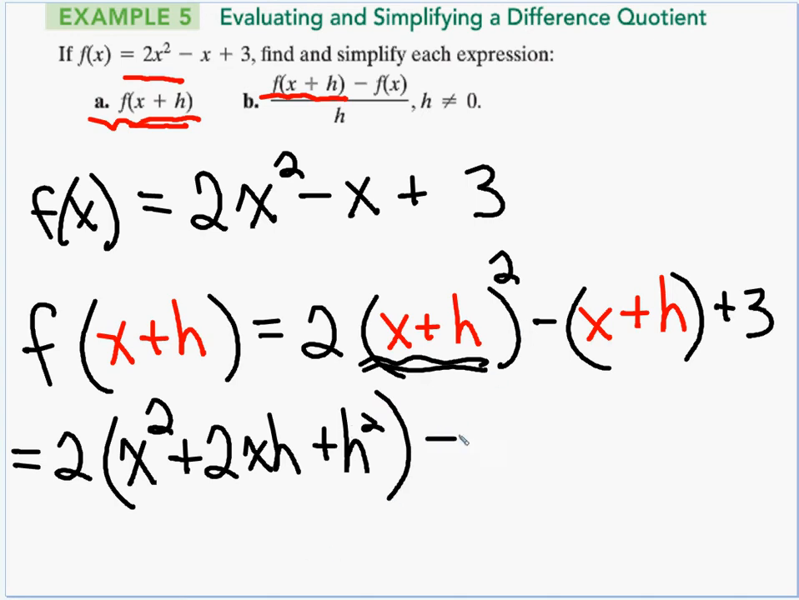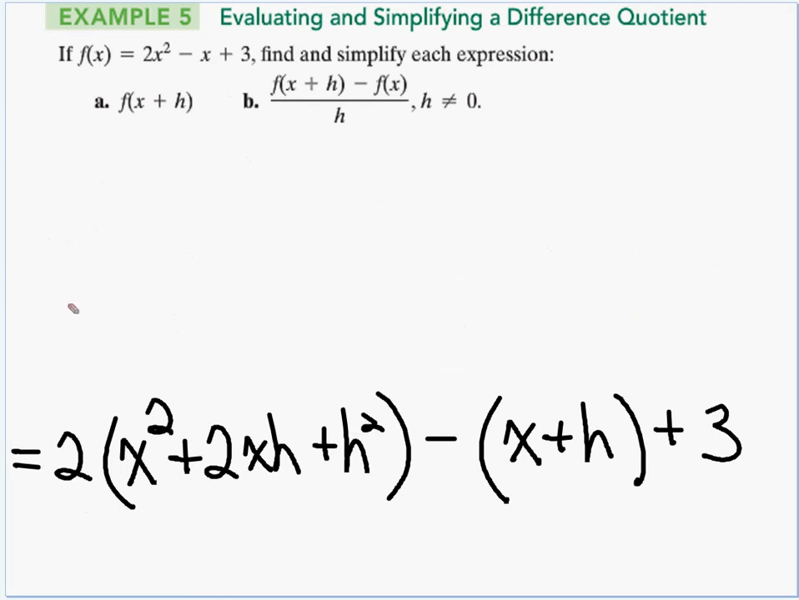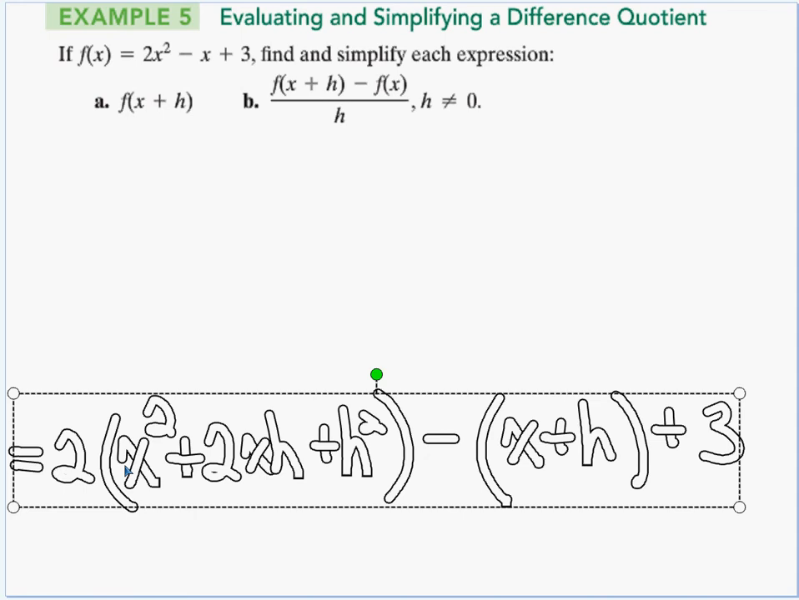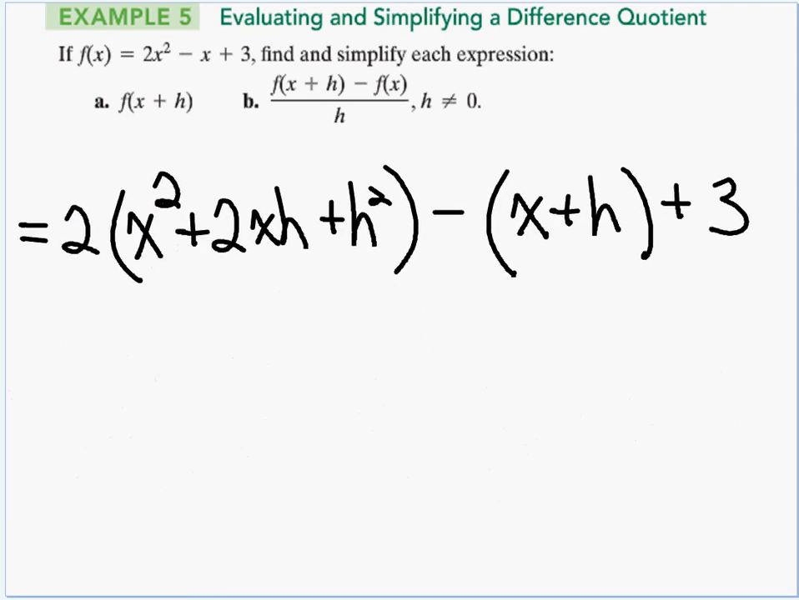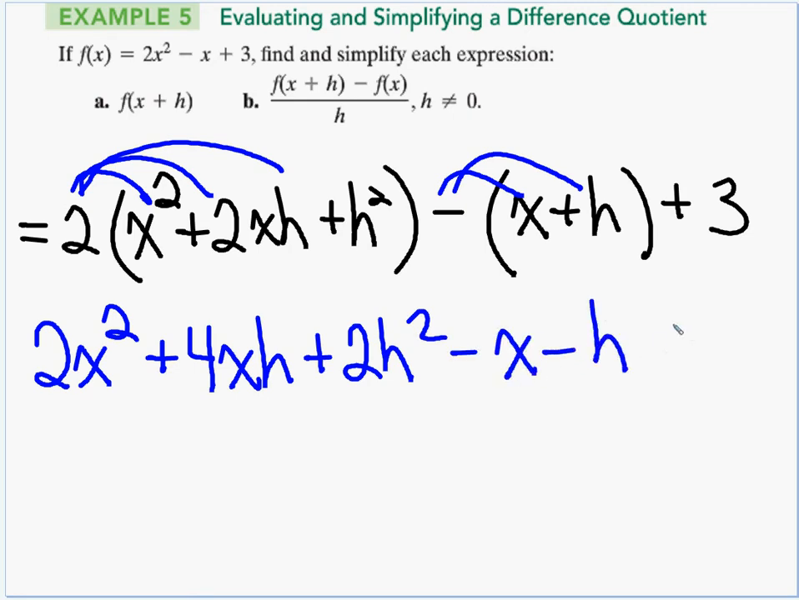And let's not distribute that negative just yet. We'll do this all in one step because we've got to distribute the 2 here at the front. Okay, so now easy stuff here, just distributive property. We'll distribute the 2, we'll distribute the negative. So 2x squared plus 4xh plus 2h squared minus x minus h plus 3. So there is part A, and we can't combine any terms.